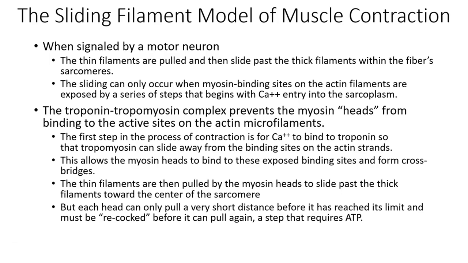That sliding can only happen when the myosin binding sites that are on the actin filaments are open. So they are no longer blocked by the troponin tropomyosin complex. And that is done through calcium ions entering that sarcoplasm. So the troponin tropomyosin complex, those are those two regulatory proteins. Those are going to normally block the heads of those myosin filaments from binding to the active sites on those actin filaments, so that our muscles are not constantly in that contracted state. That can actually lead to a lot of issues.